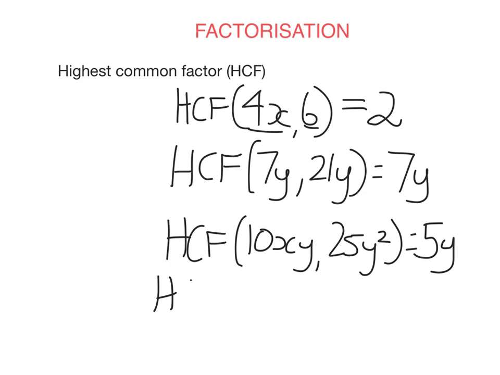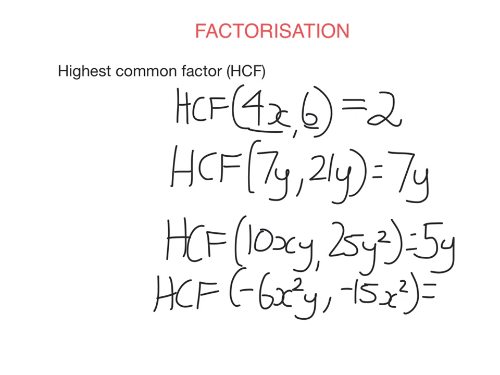Sometimes you'll have to deal with negatives too, which is annoying. So if I have to find the highest common factor of, let's say, minus 6x squared y and minus 15x squared, the highest common factor of 6 and 15, hopefully it doesn't take too long, is 3. But because they're both negative, I take the negative as the highest common factor. That's just because that's going to help us simplify things when we factorize.